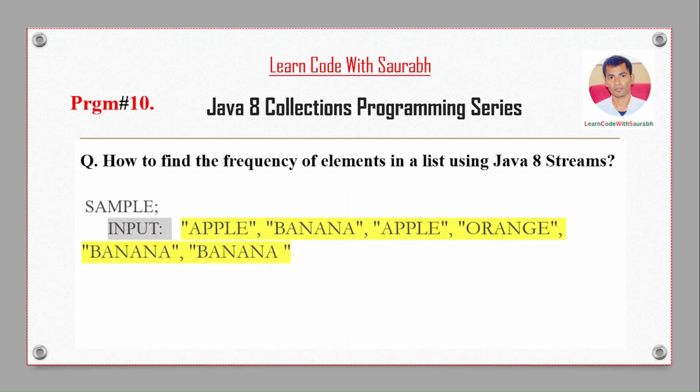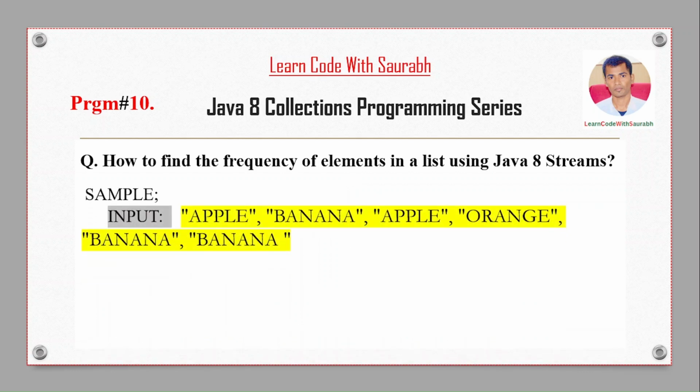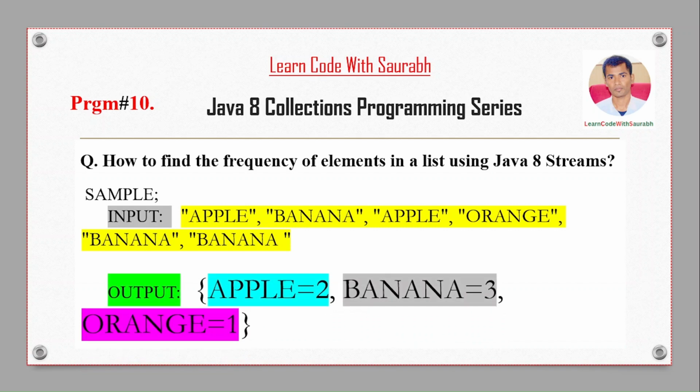For example, if I take some sample input like apple, banana, apple, orange, banana, banana, the output will be apple 2, because apple is repeating 2 times, and banana 3 times and orange 1 time. So you can see the input and you can see the output. That means I'm going to write the program to find the duplicates of the elements in a list.